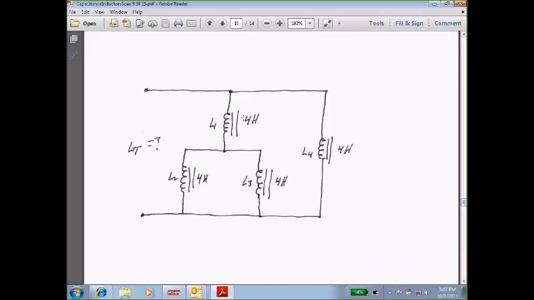Okay, now let's look at this one. They're all the same value, but the way we have them connected is different. Now this one, I started right here. I took those 2. So I've got 4 in parallel with 4 would be 2. 2 in series with 4 would be 6. Now I've got 6 in parallel with 4. Okay, 4 times 6 is 24 divided by 10 gives me 2.4. I come up with 2.4 henries.